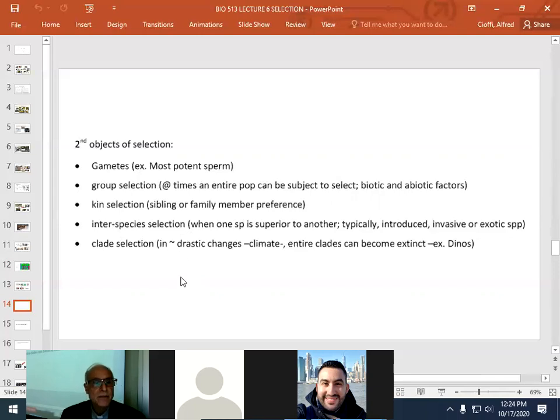And then there are clade selections. Clade has to do with a group in a particular geographical region. And it's a large group. It includes various species, okay? And a whole clade, a whole group, a whole class of species may be wiped out because of some cataclysmic disaster that happens in nature. A cataclysm is a drastic and, typically, sudden change in climate.